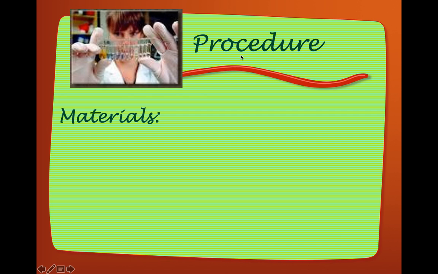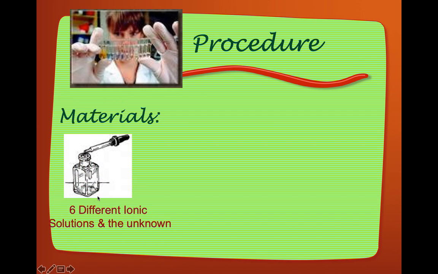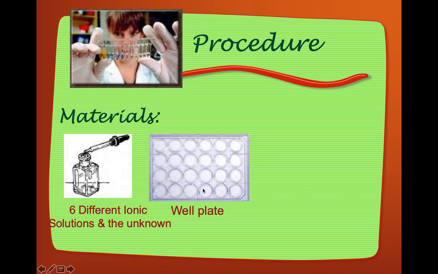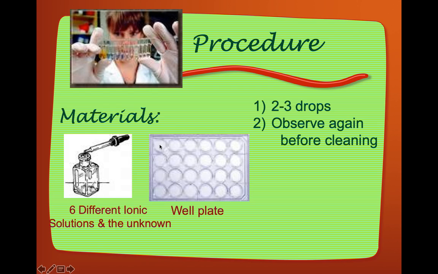The procedure for this lab is, well, here are the materials you're going to use. You're going to have your 6 different solutions in dropper bottles, and you're going to have the unknown in a dropper bottle. You're going to use something called a well plate. It's a little plastic dish, and these little circles are called wells. They're just little dividers between these things, so you can mix a couple things here, mix a couple things there. You're going to put about 2 to 3 drops of each solution in one of the wells, and you'll be mixing 2 different solutions at a time. So 2 to 3 drops of the first one, add 2 to 3 drops of the second one.